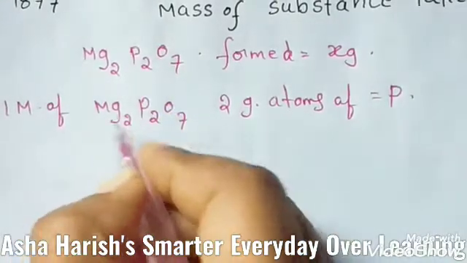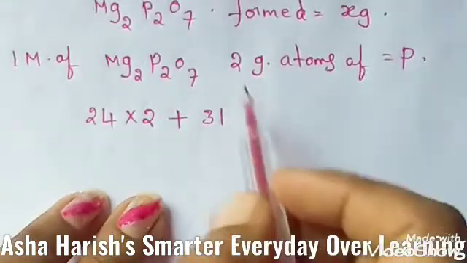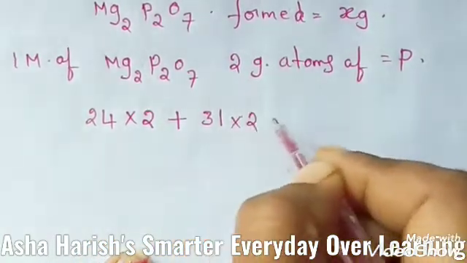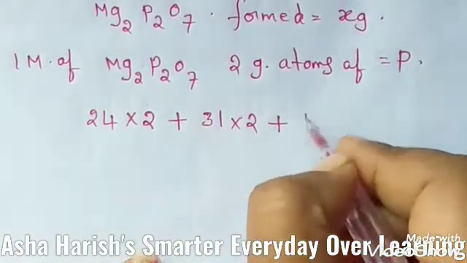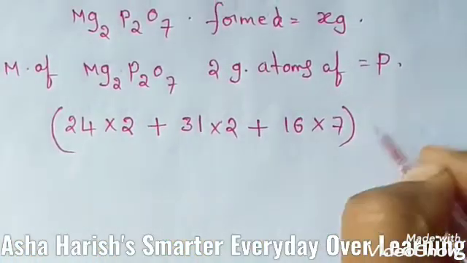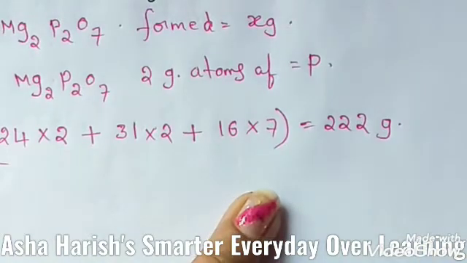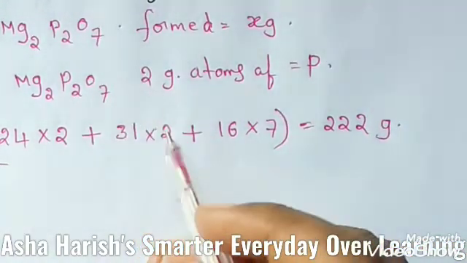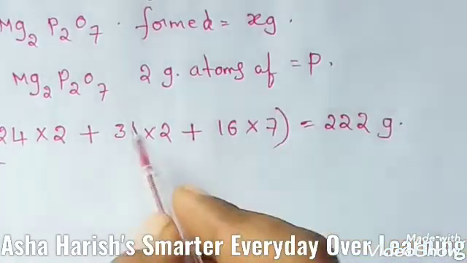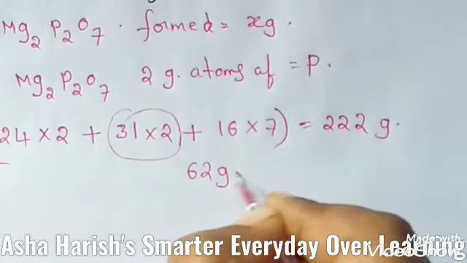From magnesium, 2 magnesium atoms are there, so 24 into 2. 31 is the atomic mass of phosphorus and 2 phosphorus atoms are present, so into 2, plus oxygen, whose atomic mass is 16 into 7. If you simplify this, you should get 222 grams of magnesium pyrophosphate. It contains, as you can easily see, 62 grams, so simply you can say 62 grams of phosphorus.